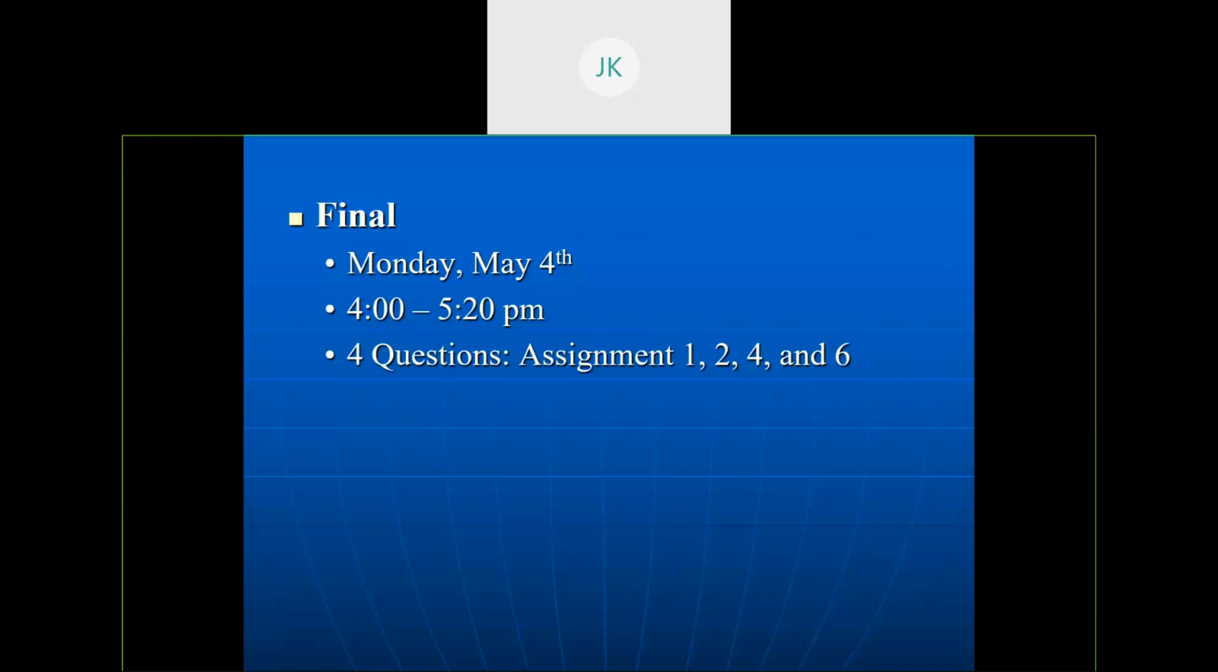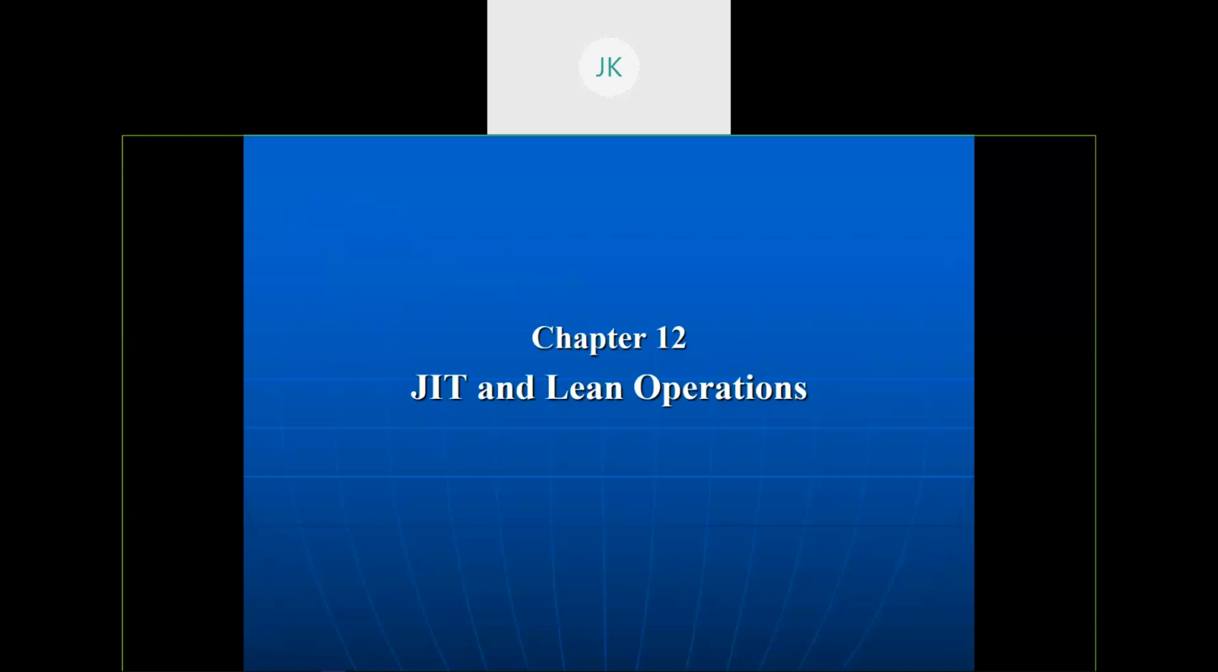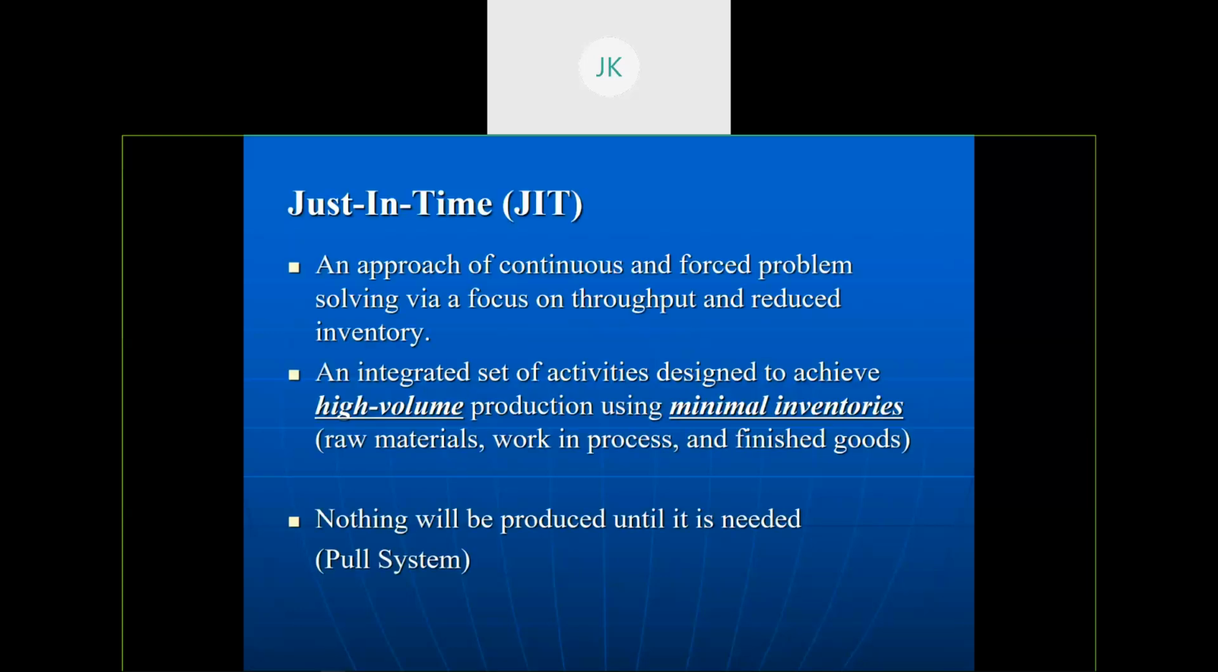Okay, today's chapter is 12, JIT and Lean Operations. JIT is just in time. This is kind of an approach of continuous and forced problem solving, and it tries to produce more high volume using minimal inventories. So less inventory, such as raw material, work in process, and finished goods.